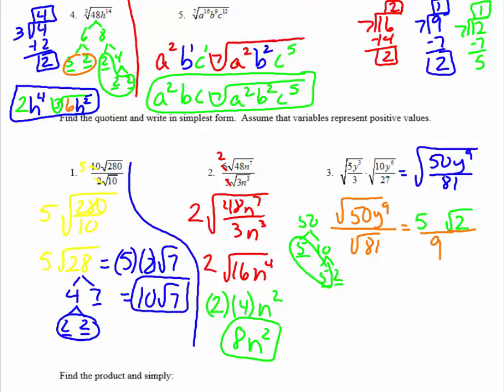So working with the variable, we have y to the 9th. I'll take my power of 9, and I'll divide by my index of 2. So 2 can go into 9 4 times with the remainder of 1. So that means 4 comes out, and the 1 stays underneath in power form. So y to the 4th comes out, and y to the 1st stays underneath. I don't need to put the first power because it's understood to be there. So I end up with 5y to the 4th, square root of 2y, all over 9.